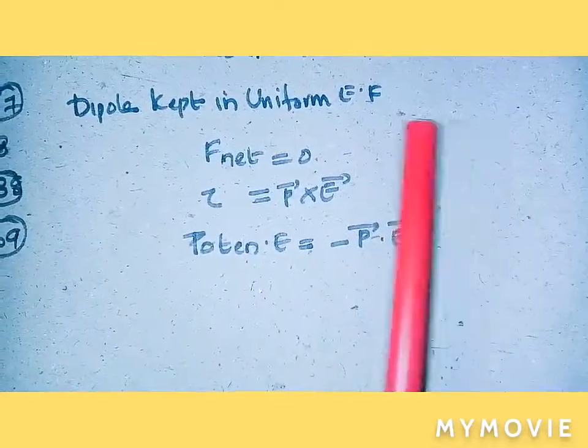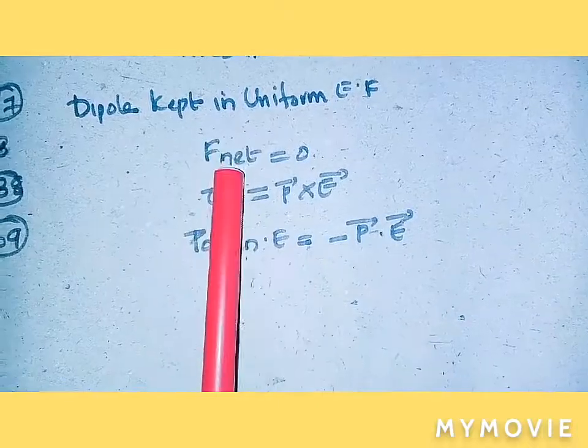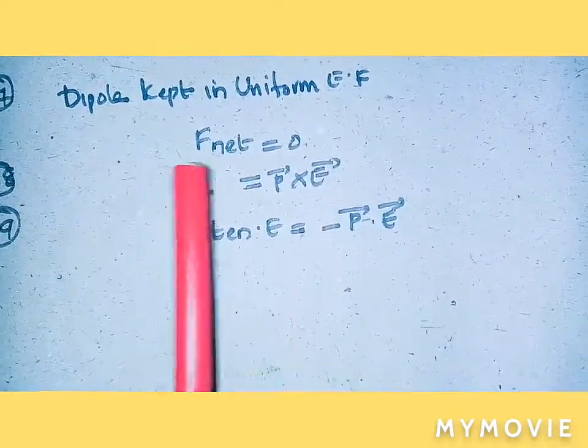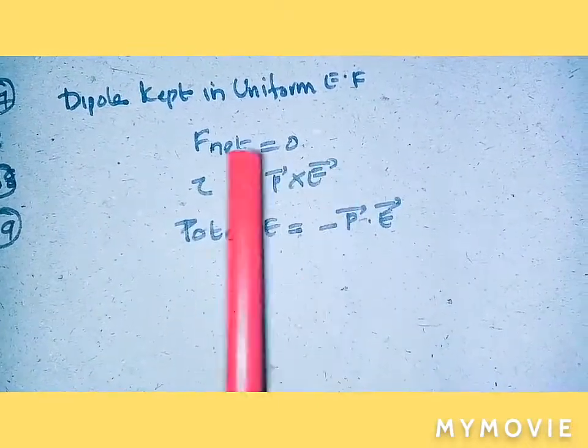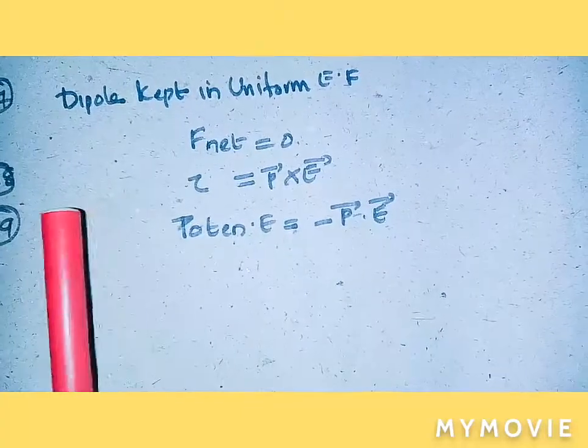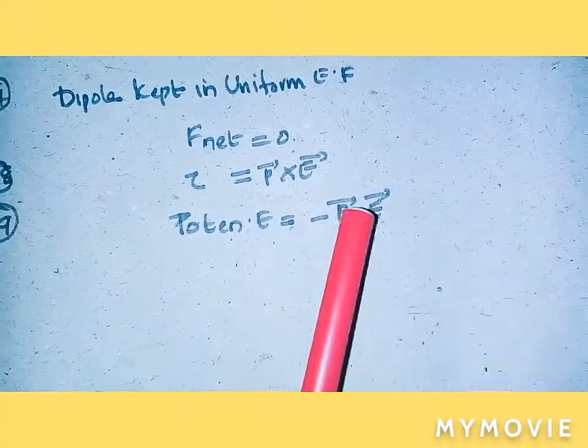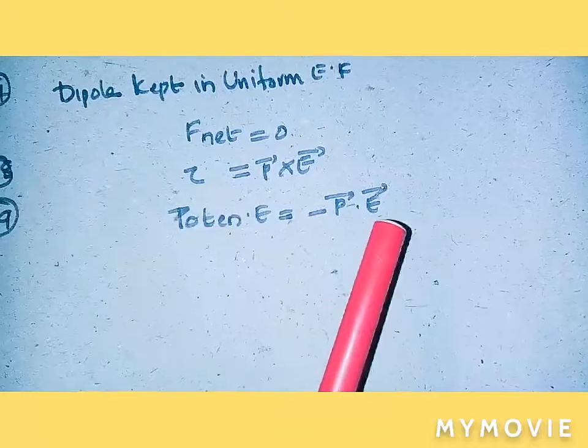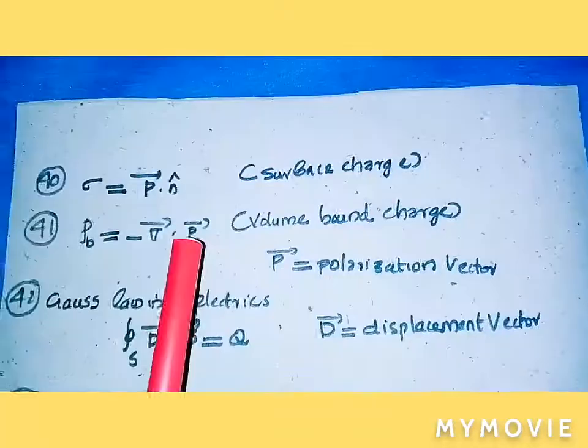Dipole kept in a uniform electric field: net force is equal to 0. Torque is equal to p cross E, where p is the dipole moment. Potential energy is equal to minus p dot E bar, where E is the electric field.